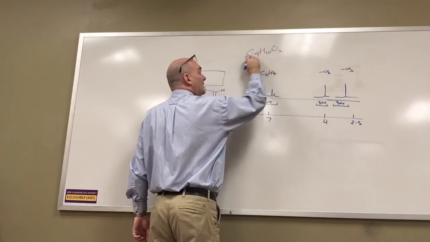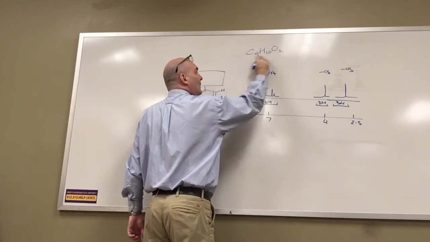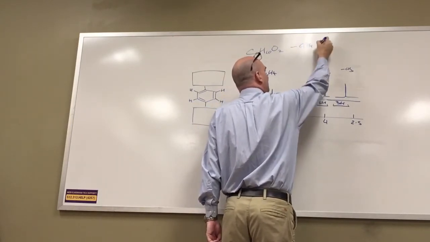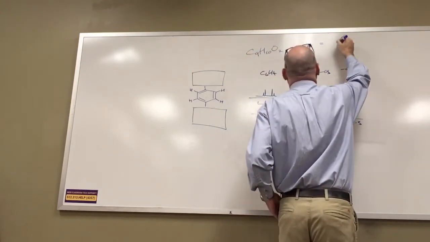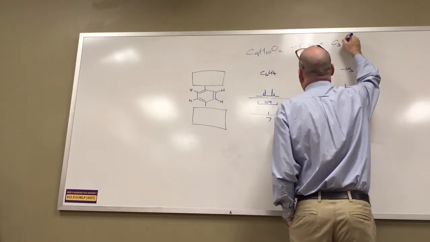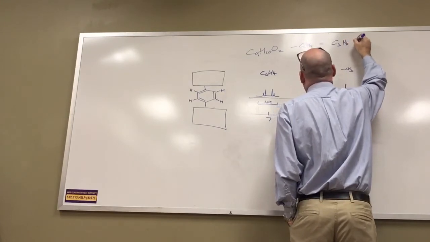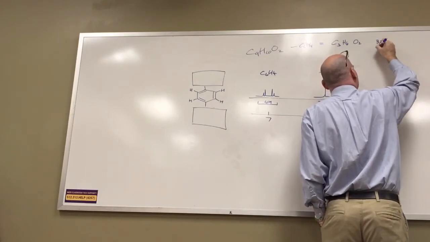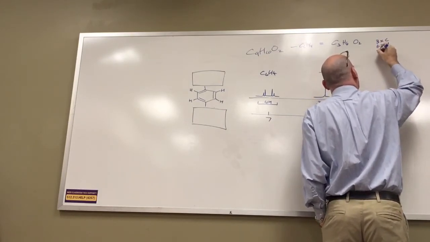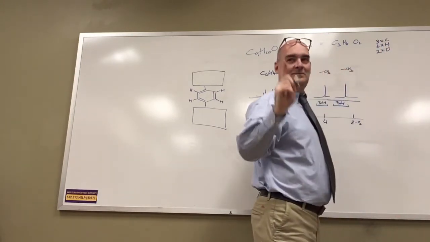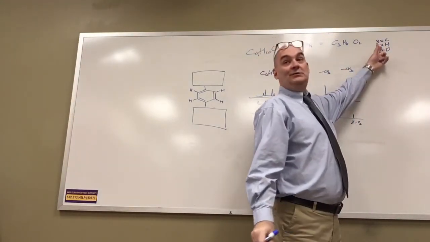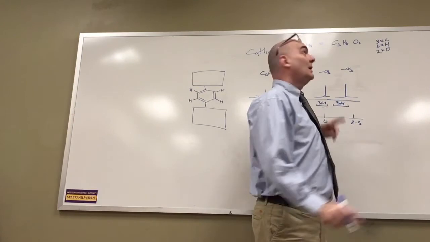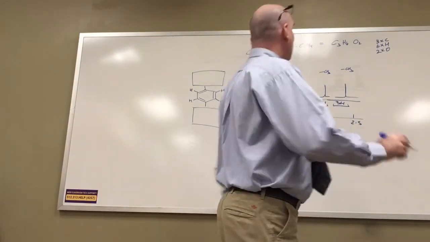C6H4, here's what I know. My molecule is C9H10O2. If I subtract C6H4 from that, it equals 3 carbons, 6 hydrogens, 2 oxygens. So I have 3 carbons, 6 hydrogens, and 2 oxygens. I know where my hydrogens are because they're here and here. So that's a pair of methyls.